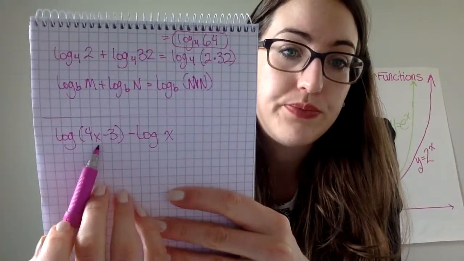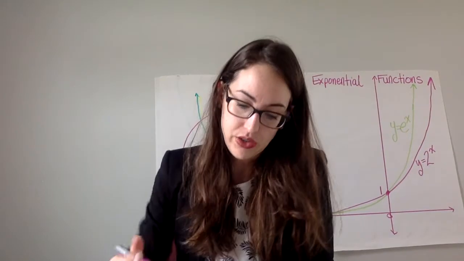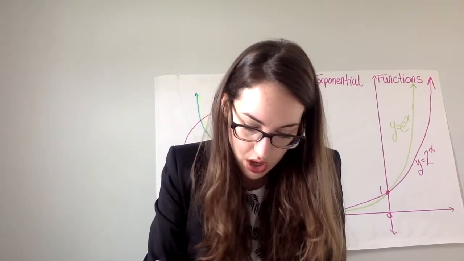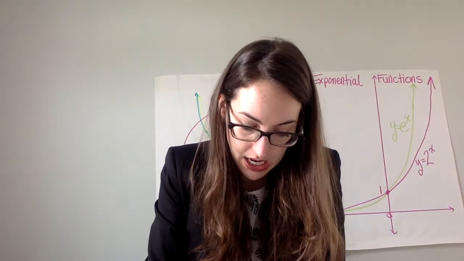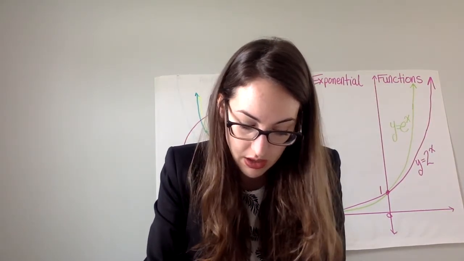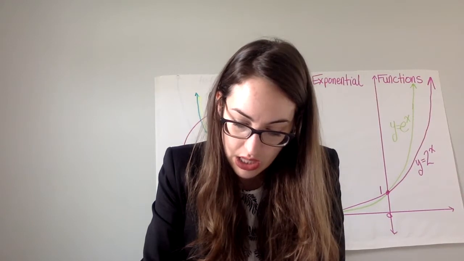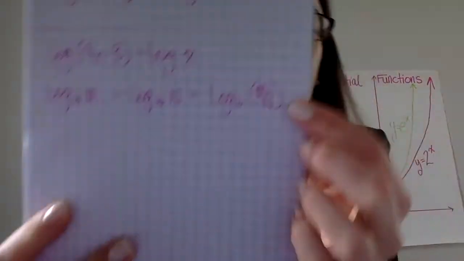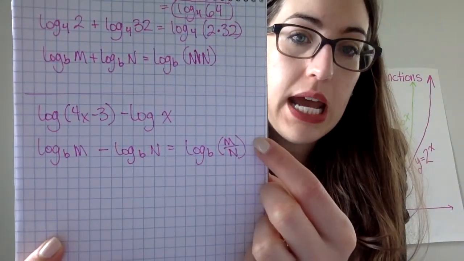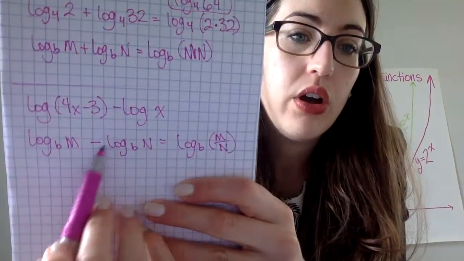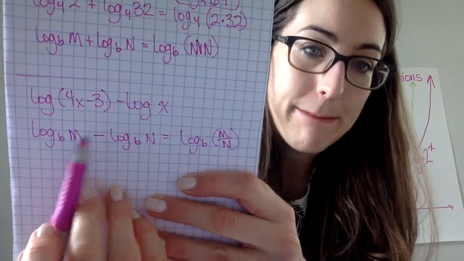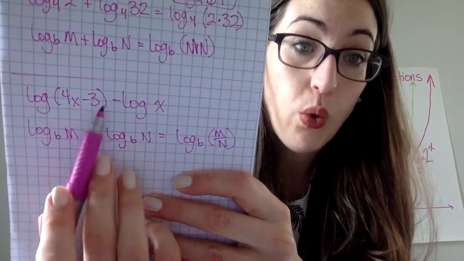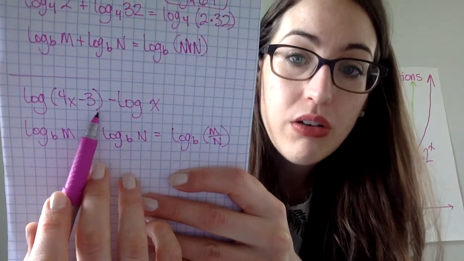Nope, take a look. Let's write down our quotient rule first. Write down your quotient rule. So you have log in reverse, which is log base b of m minus log base b of n equals log base b of m divided by n. So that is our quotient rule written out. And take a look. So this is log base b of m. So this binomial 4x minus 3 is the m. That whole thing. How do we know?